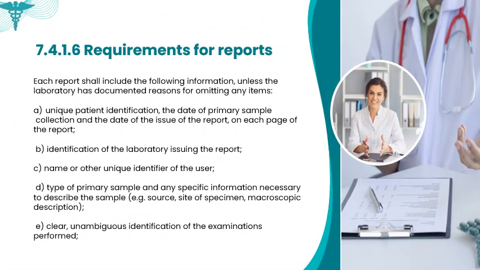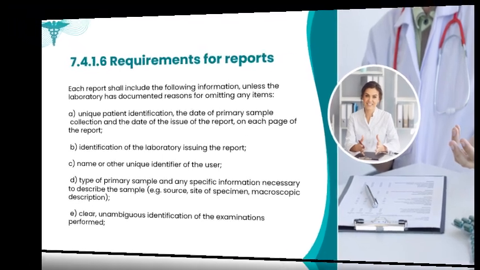Requirements for reports. Each report shall include the following information, unless the laboratory has documented reasons for omitting specific items: unique patient identification, the date of primary sample collection, and the date of report issue, displayed on each page of the report. Identification of the laboratory issuing the report. The name or other unique identifier of the user. The type of primary sample and any specific information necessary to describe the sample, for example, source, site of specimen, macroscopic description. Clear and unambiguous identification of the examinations performed.